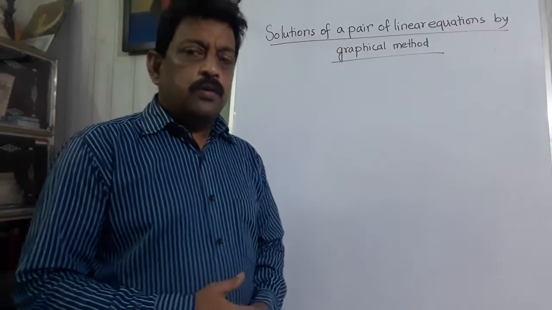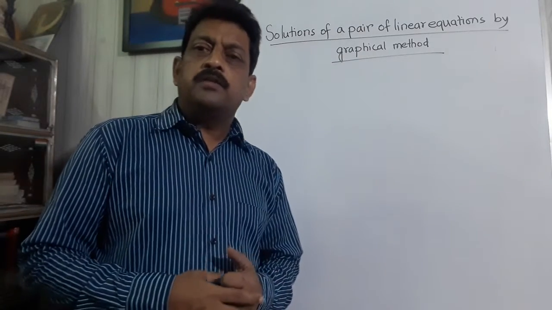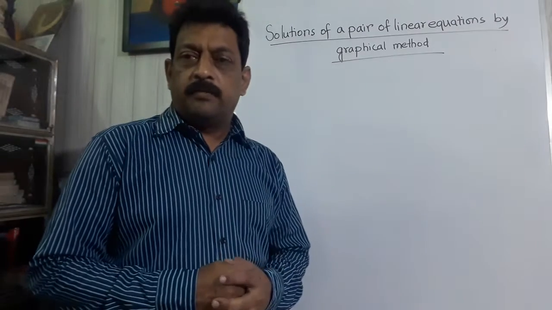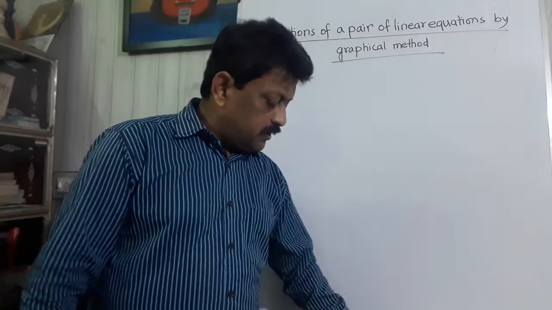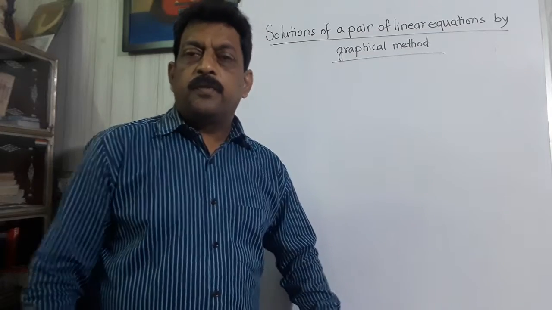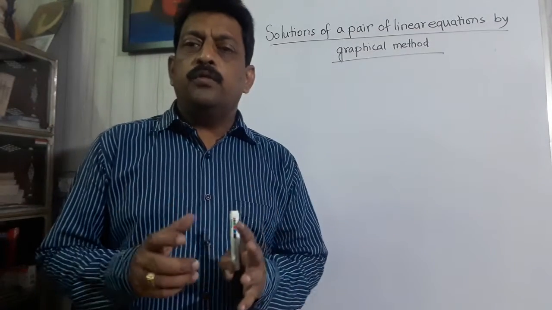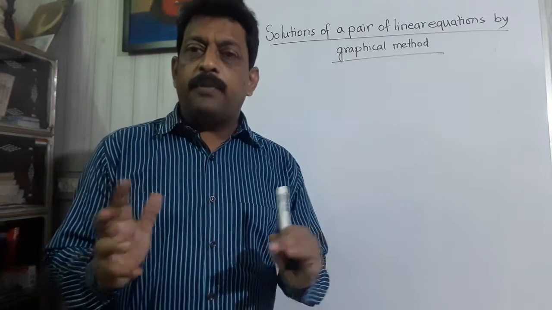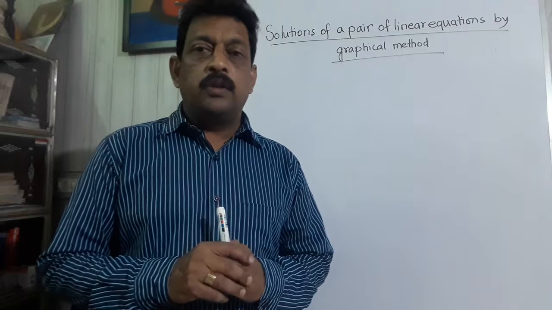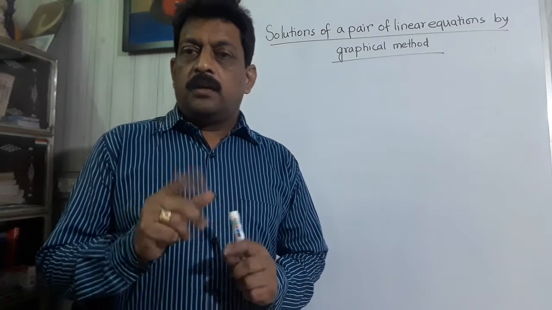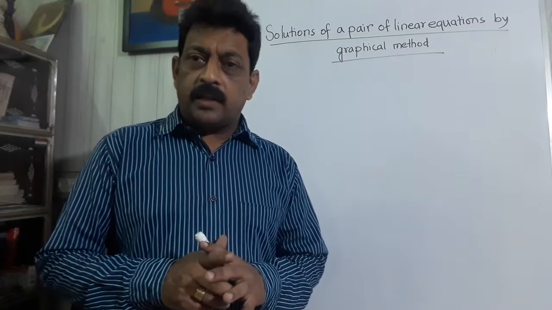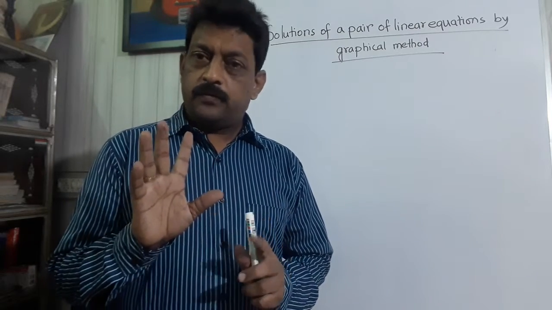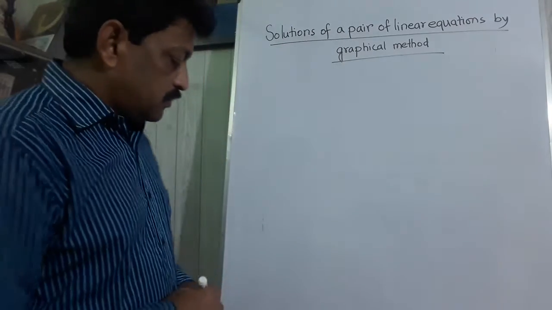Today I am going to show you how to find the solution of a pair of linear equations by the graphical method. In this case, two equations will be given to us. We have to find the solution set of both the equations, plot them on the graph paper, and join them, and we will obtain two straight lines. If the straight lines intersect at a point, then we will get a unique solution. Okay, so let us start.